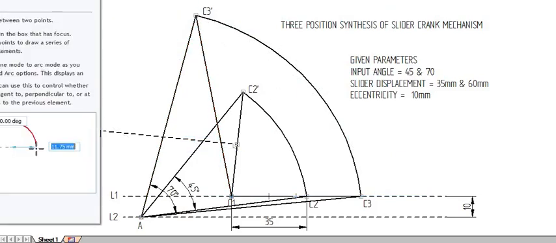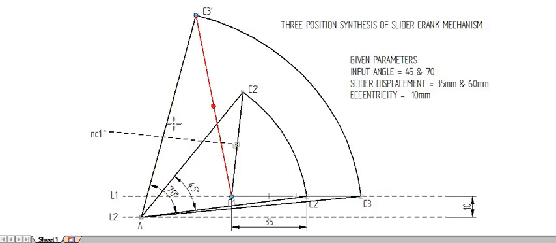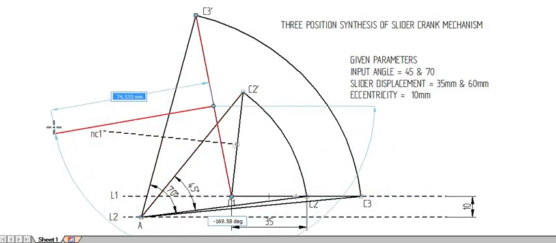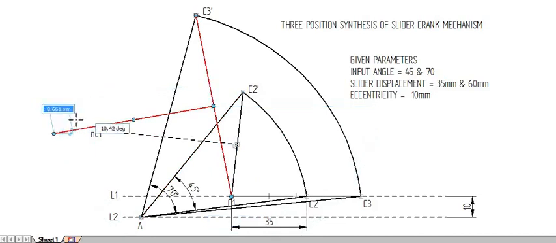After that, draw the perpendicular bisector of C1 C3 dash. That will be this one, and mark it as a dotted line and name it as NC2.